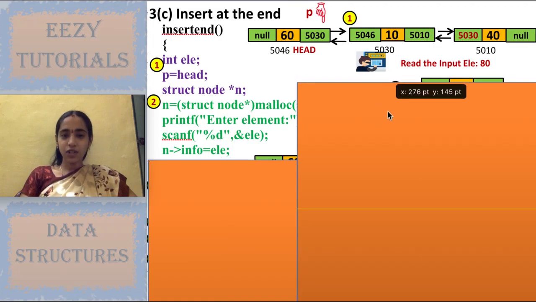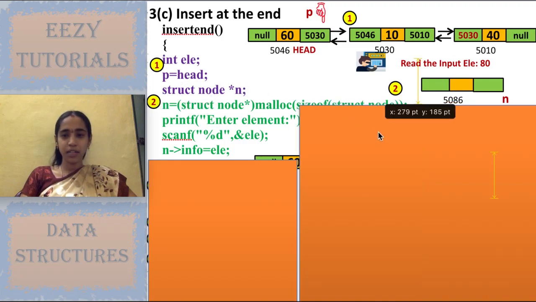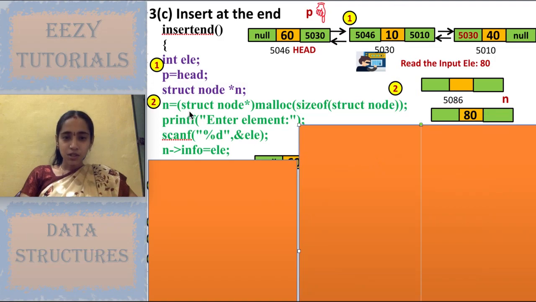Then I'll create a new node. Manually I'll be putting boxes like this, but internally in the computer I'll be allocating memory. So I need the function malloc. So struct node *n. If you have declared this globally, you can skip it here. So n = (struct node *) malloc(sizeof(struct node)).